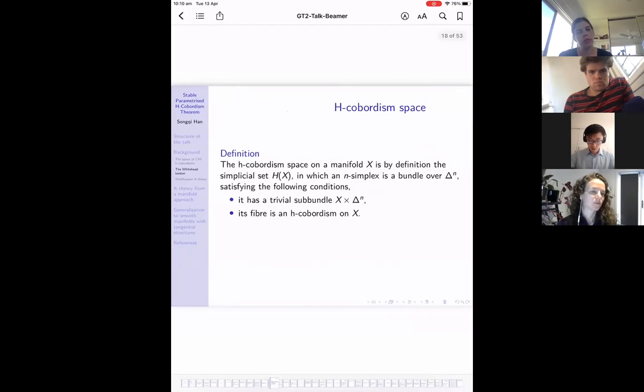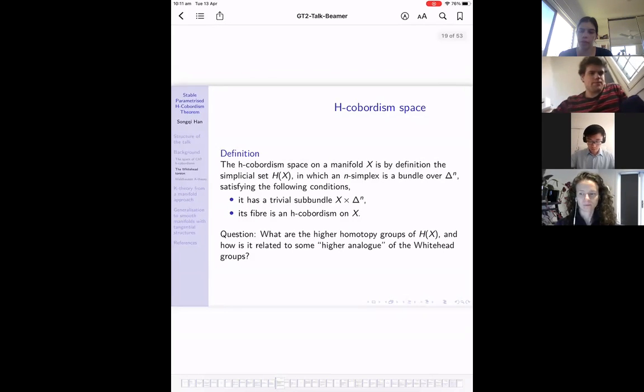Although it seems a digression to define this moduli space of h-cobordisms, we will see it's important later. The h-cobordism space on a manifold X is by definition the simplicial set H_X, in which an n-simplex is a bundle over the standard n-simplex Δ^n satisfying the following conditions. First, it has a trivial subbundle X × Δ^n, and second, its fiber over every point is an h-cobordism on X. And this X is the fiber of that trivial bundle at this point.